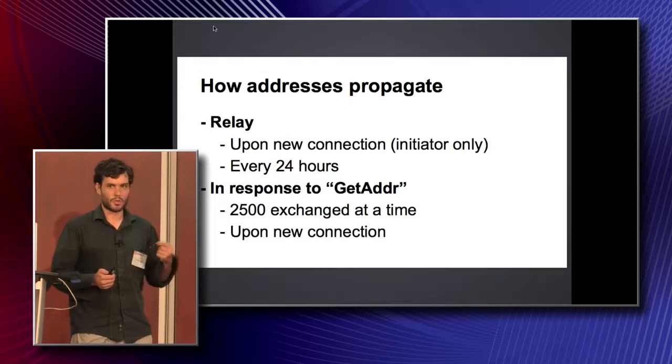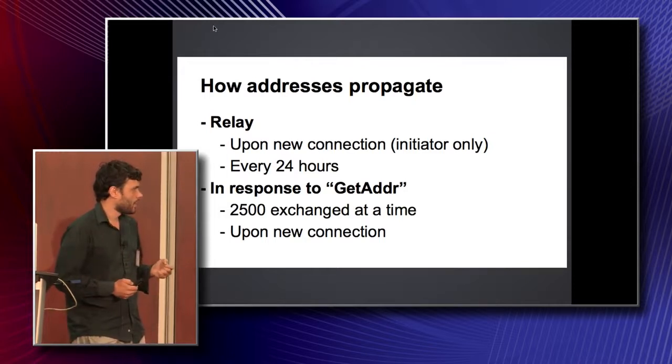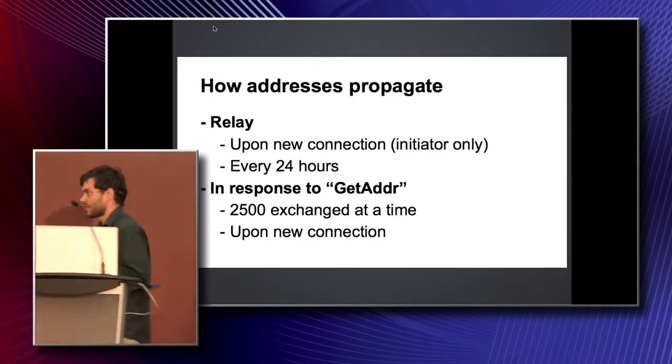Every node also announces itself every 24 hours for each connection that it has, right? And the other way is that if a node sends a getaddr message, which it does every time it forms a connection, then the peer receiving the getaddr message sends 2,500 of its addresses along that connection.